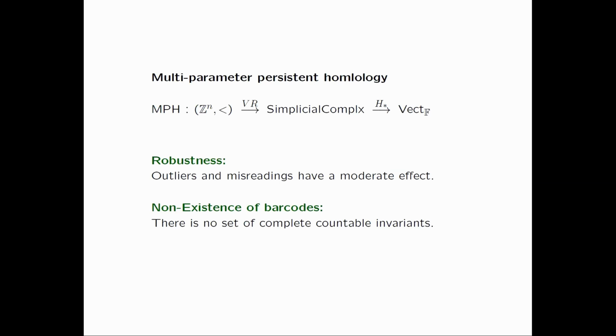Mathematically, this is now a multiparameter persistent homology. And it goes from Zn as an ordered set to simplicial complexes, and then via homology into vector spaces. Now, it is robust against outliers and misreadings. The problem, however, is that the math is not so easy. So we don't have an easy summary like we have the barcodes.